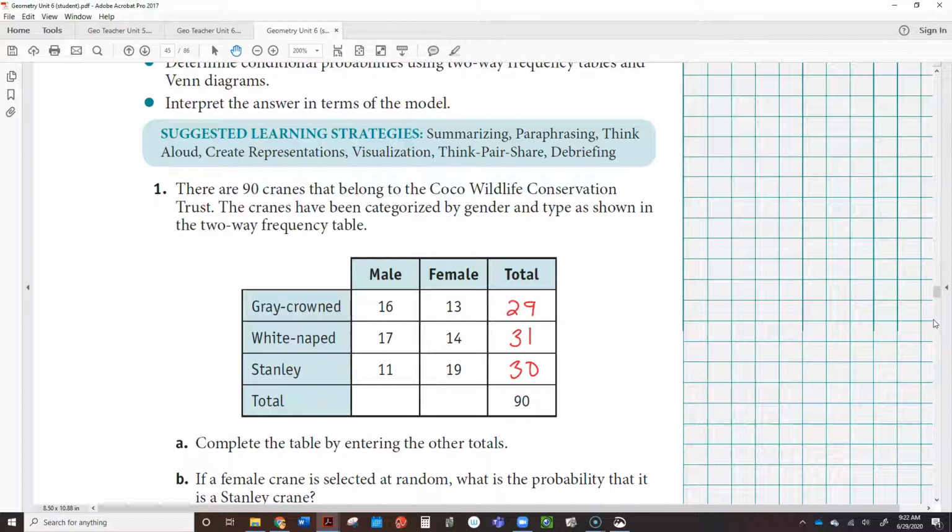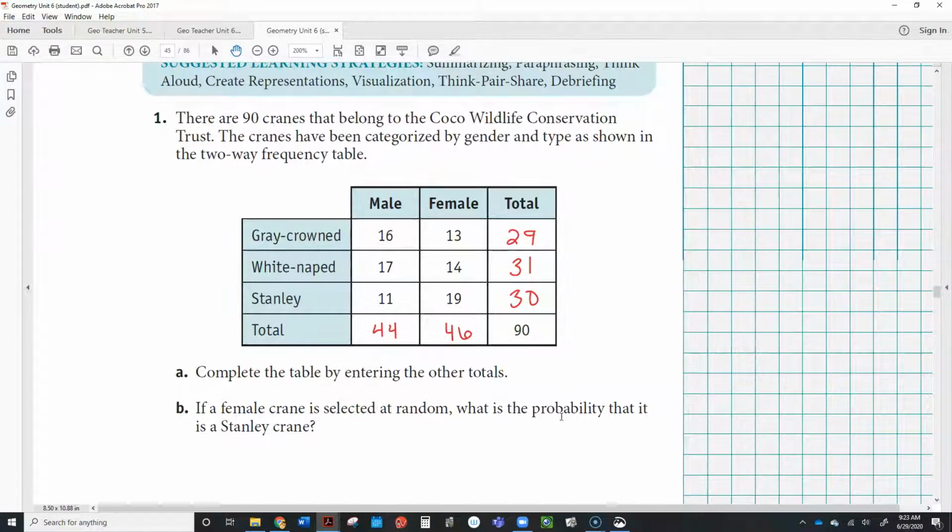The total number of males that we have is 10, 20, 30, 40. Oh, goodness, I'm messing up. So I'm going to grab my calculator. 44. And 13 and 14 and 19 would be 46. When I was your age, I would have been able to add that up without worrying about making a mistake, but not anymore. My brain is slowing down. Okay, so we completed the table by entering all the totals.